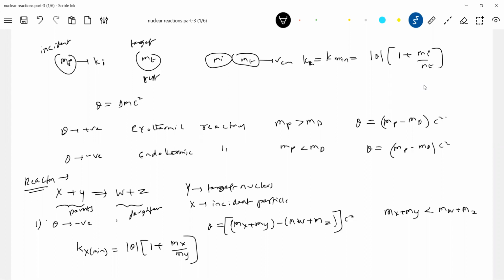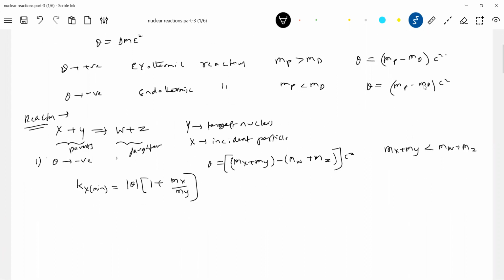Because this was the usual question. It can happen in a reaction that I may supply energy more than this. In that case, the W and Z need not get stuck.